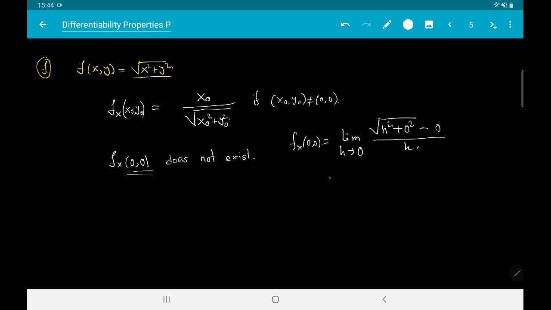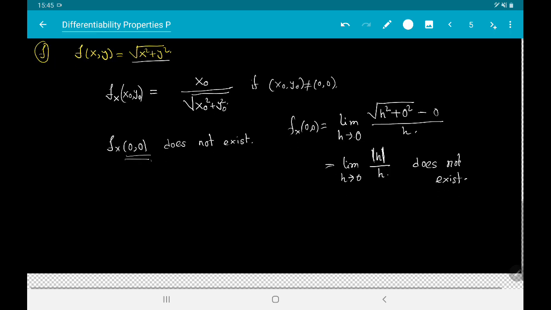fx(0,0) is same as the limit h tending to 0 of square root of h square plus 0 square minus 0, divided by h, and this is equal to the limit h tending to 0. We are always going to take the positive square root. This is modulus of h by h, and we have seen in our single variable calculus that this limit does not exist.